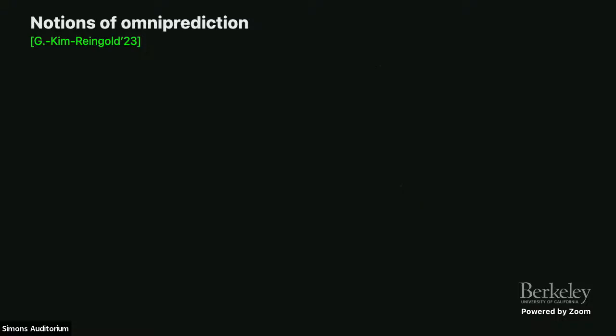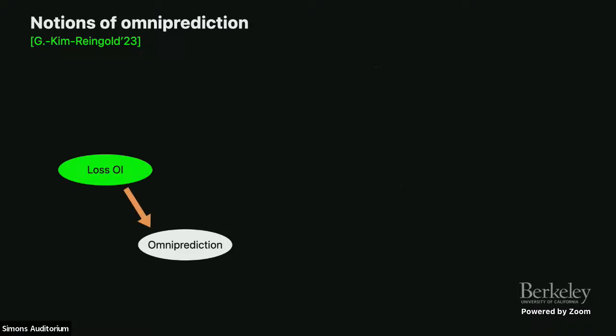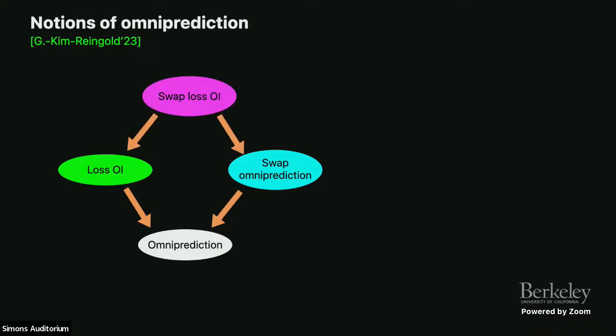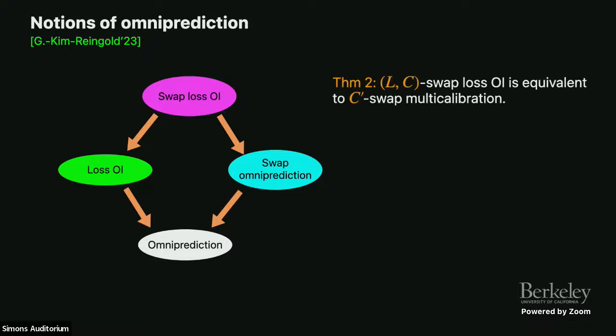Okay, so let me just conclude by summarizing all these different notions of omniprediction that we've talked about. We started off with just the classic notion of omniprediction. We introduced this notion of loss OI, and we said that this is stronger than omniprediction. We introduced the notion of swap omniprediction, and we said, look, even this is stronger than omniprediction. And when you look at a picture like this, you wonder whether there's something on top here. There is, it's the swap analog of loss OI. I won't tell you what that is, but it turns out that this also has an exact characterization in terms of multicalibration, except that the class C prime now depends on the loss L as well.